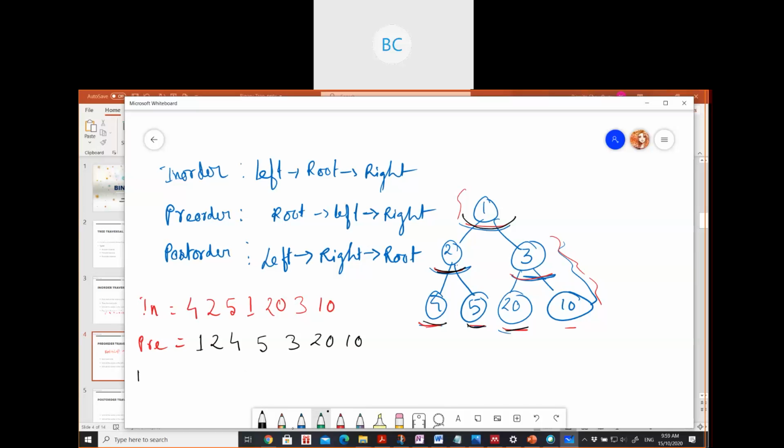Then we have post. For the post, what we do: left, right and root. So for this node, we have left this one. Again for this node, we have left this one. So first we will read 4, then we will read 5, then we will go to the root, which is 2. Okay, so this left portion is done. So now we move to the right portion, correct? In the right portion, again we have two children. So in this case also we first go to the left child, then the right child, then we finally read the root. So this portion is clear, right?